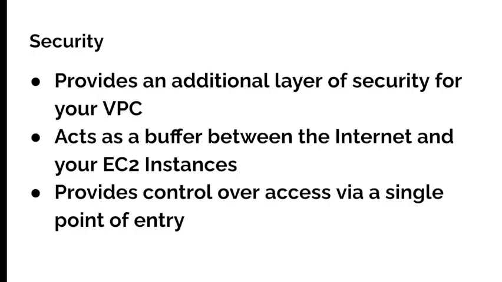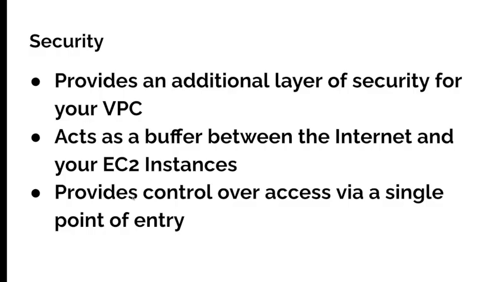This provides an additional layer of security for your VPC. In addition, it acts as a buffer between the internet and your EC2 instances. So basically, with the use of a Bastion host, you won't be able to directly connect to your EC2 instances. You will have to connect from the internet to the Bastion host, and then from the Bastion host to the EC2 instances in the private network.